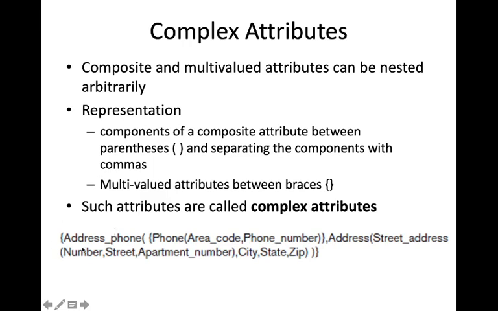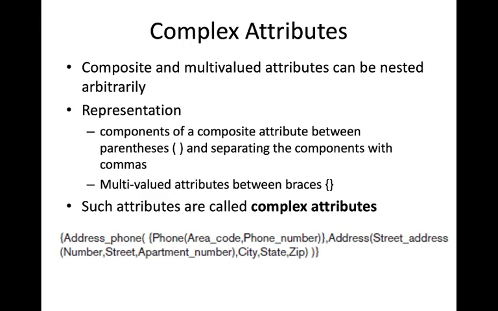It is actually a composition of composite plus multi-valued attributes. If we have an attribute address phone of a particular person, address phone can be several because he may have two residences, so there will be two address phones. And inside one address itself, we will have several phone numbers. That is why phone number is represented inside braces. So this is known as complex attributes, and such kinds of attributes can occur.